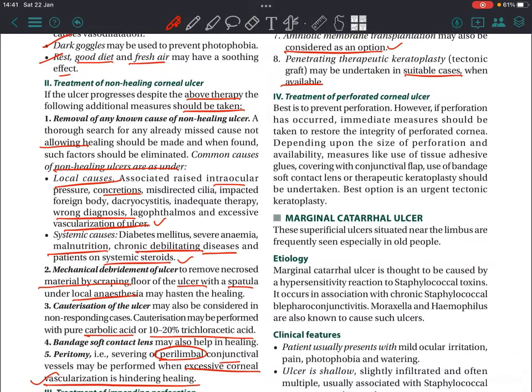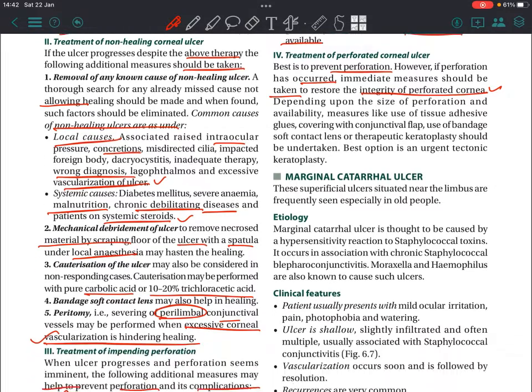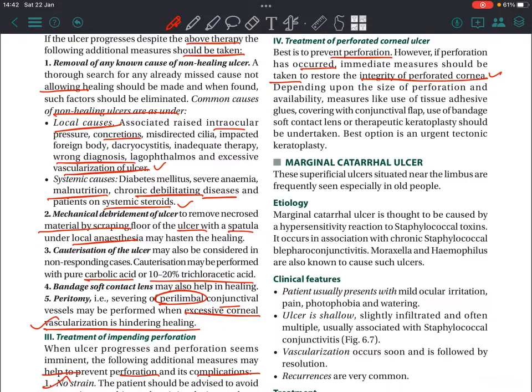Treatment of perforated corneal ulcer. Best is to prevent perforation. However, if perforation has occurred, immediate measures should be taken to restore the integrity of the perforated cornea. Depending upon the size of perforation and availability, measures like use of tissue adhesive glues, covering with conjunctival flap, use of bandage soft contact lens, or therapeutic keratoplasty should be undertaken.